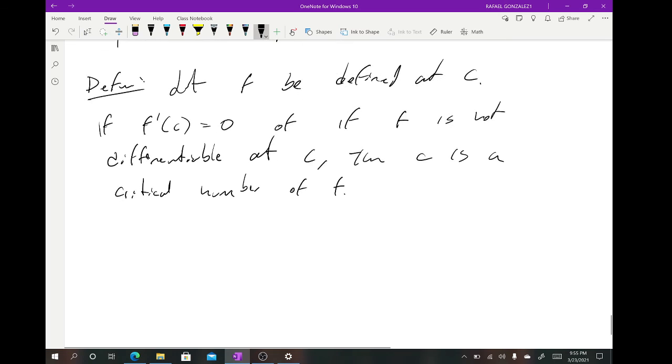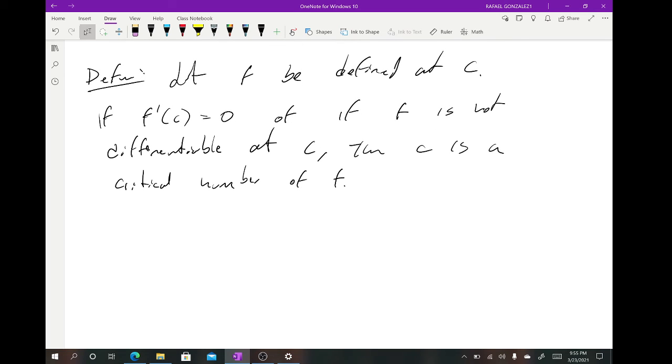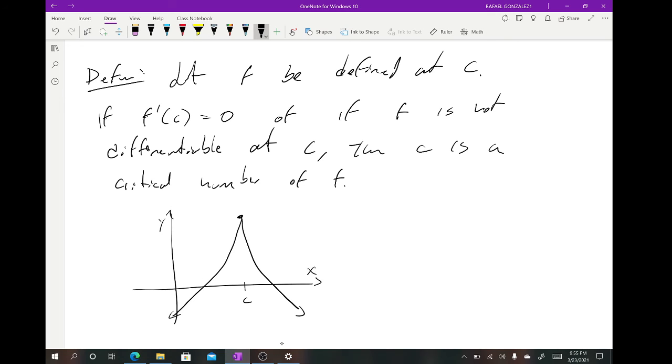So what do we mean by f not being differentiable at c? Well, let's say this is c, and the graph looks like this. That's a pretty sharp turn. We know from the example with the absolute value that whenever you have a sharp turn, the derivative does not exist at this point.